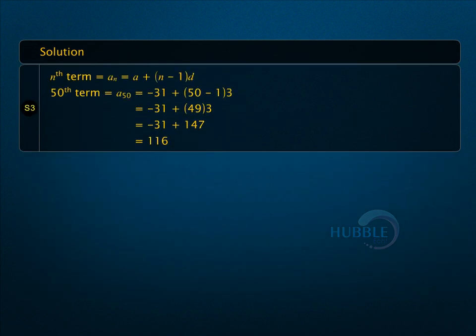We can now apply the formula for finding the nth term of an AP. We substitute the values for a, n, and d and simplify. Thus, we find the 50th term of the AP.